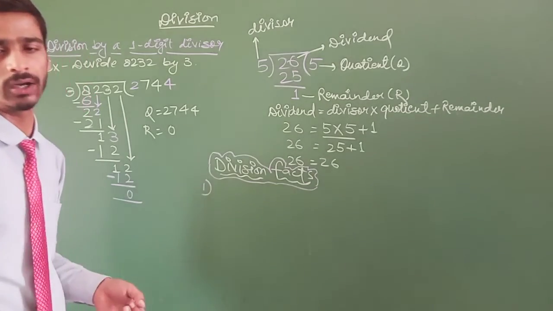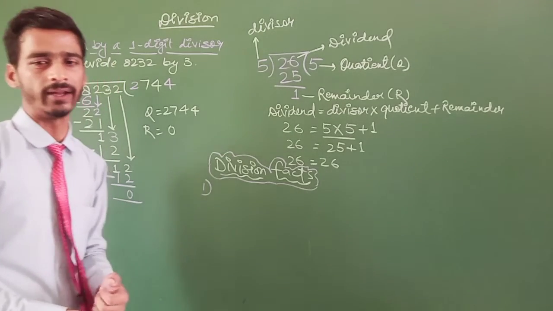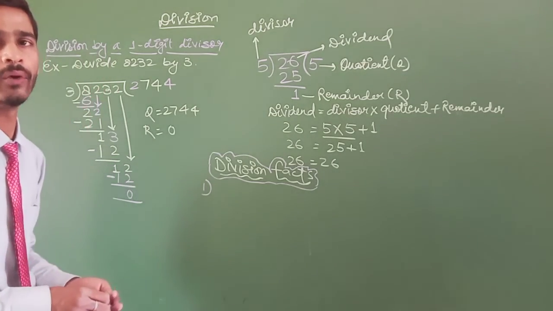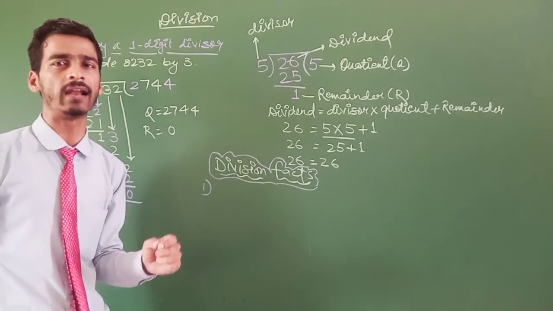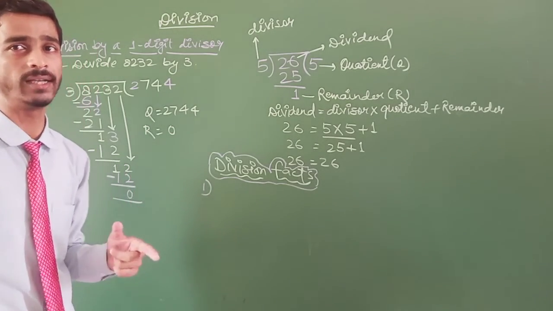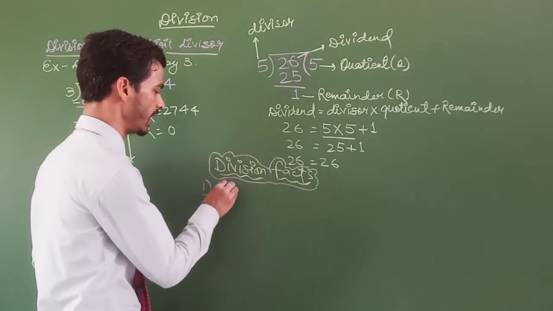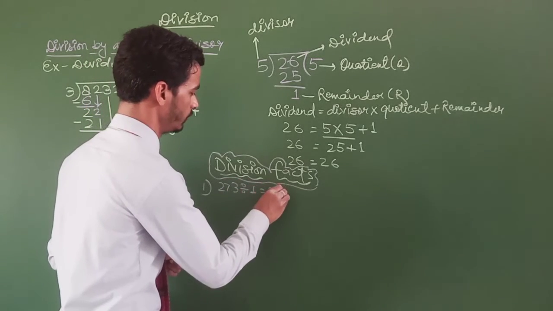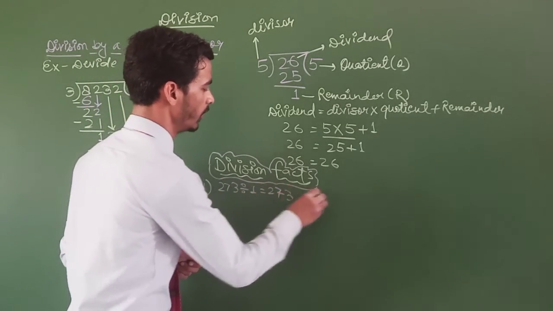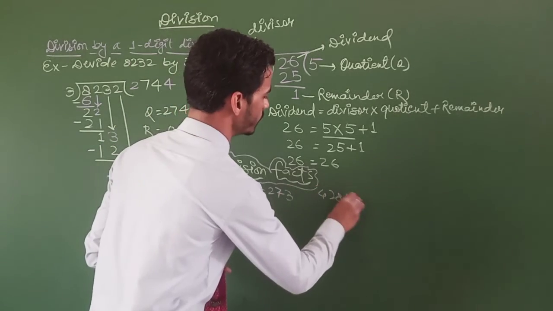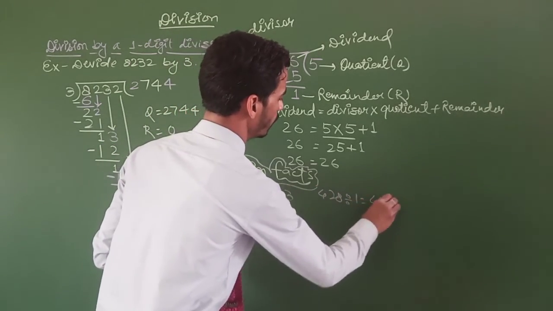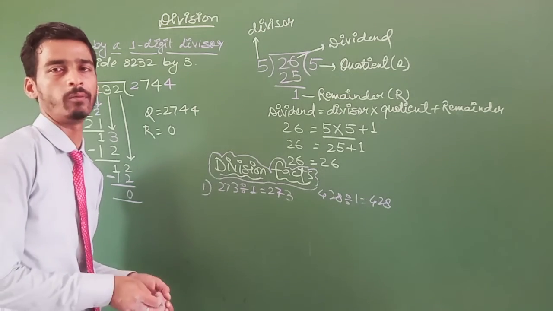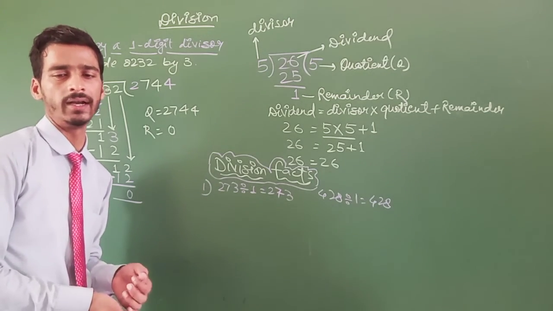Now listen carefully, what are the division facts? The first fact is when a number is divided by 1, the quotient is the number itself. 273 divided by 1 is equal to 273. 428 divided by 1 is equal to 428. When a number is divided by 1, the quotient is the number itself.